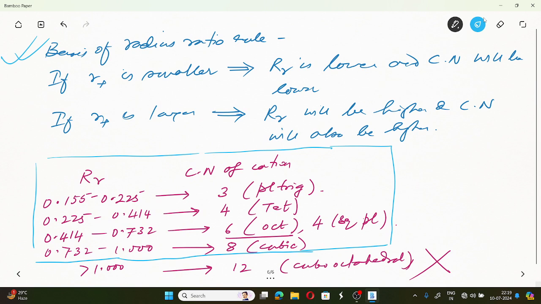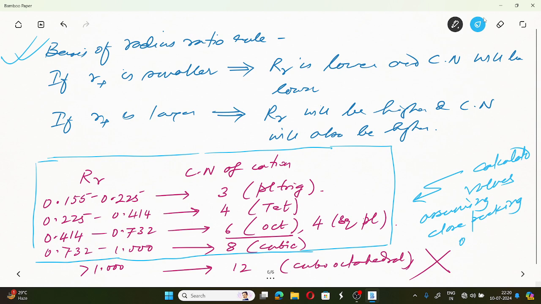These are calculated values, assuming close packing of hard spheres. That means cations and anions are hard spheres and they are closely packed.